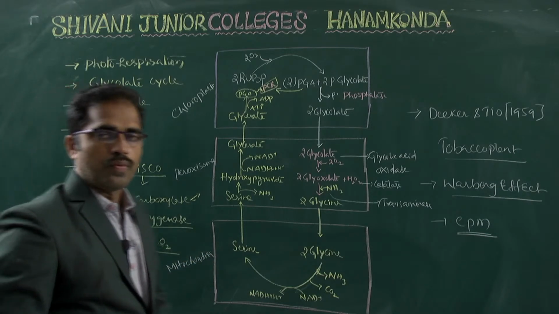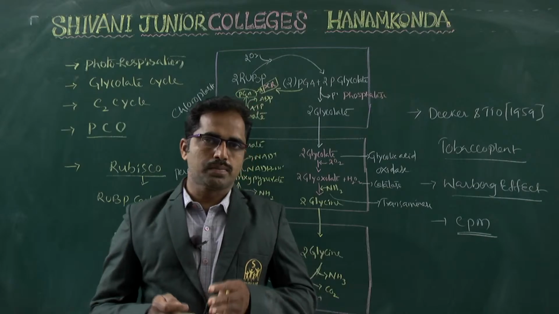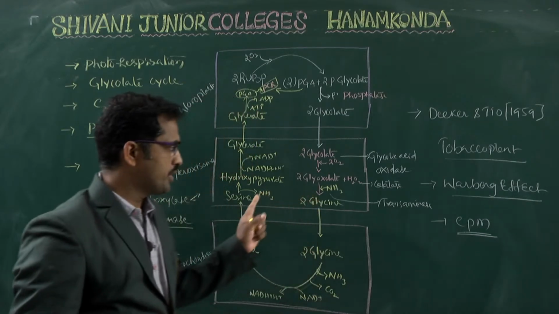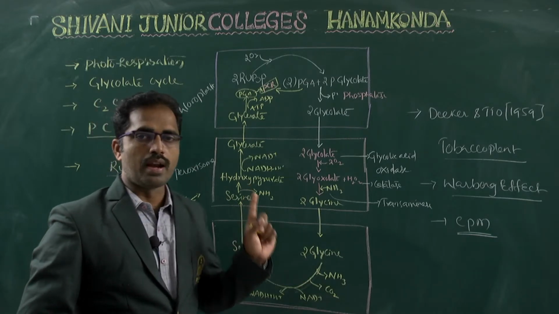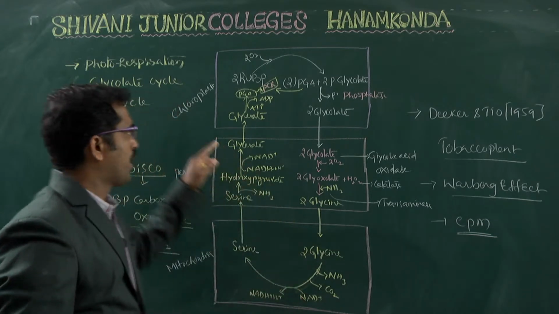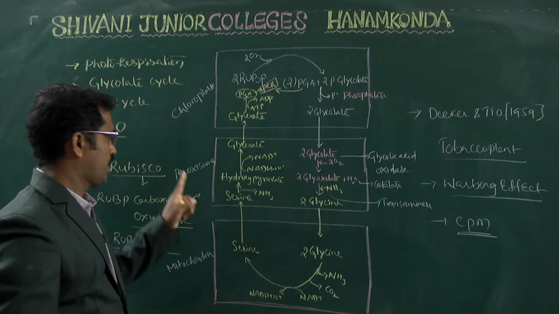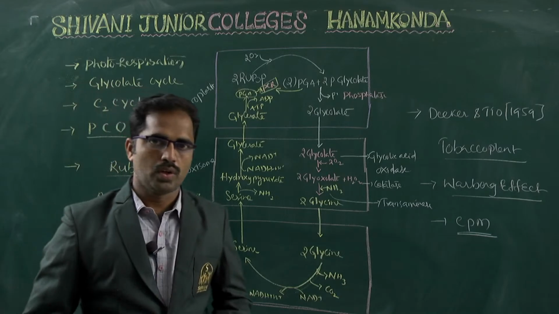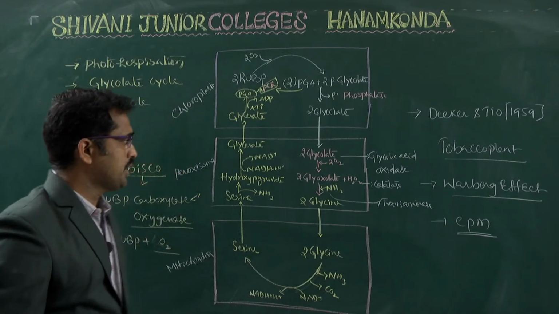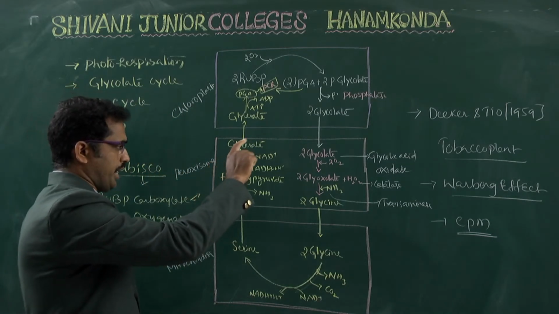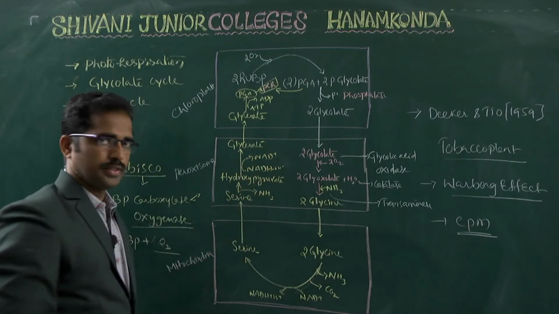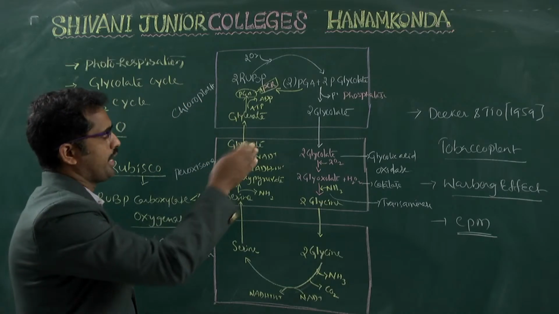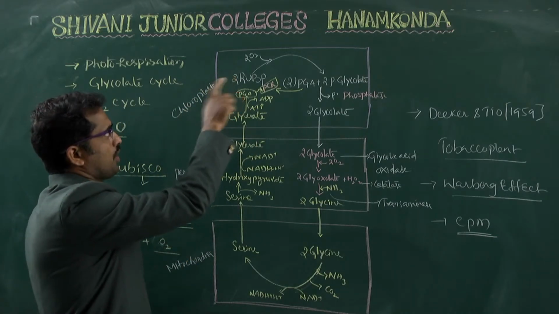Photorespiration is a wasteful process, yet in how many cell organelles does it take place? In 3 cell organelles. One chloroplast, second peroxisome, third mitochondria. In these 3 types of cell organelles, there is a loss of carbon dioxide, utilization of ATP and utilization of oxygen.